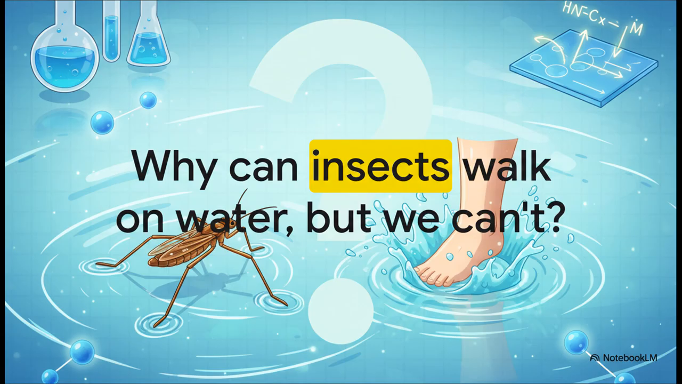See, this question perfectly introduces the concept we're going to master today. How on earth is it possible for a tiny insect to just stand on water, almost like it's a solid surface, but we can't? Well, the entire secret, the answer, lies in one single concept, surface tension.